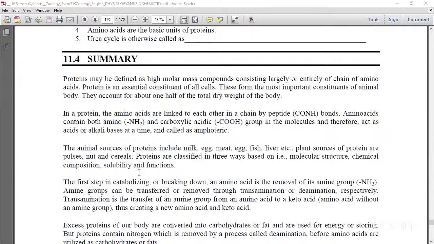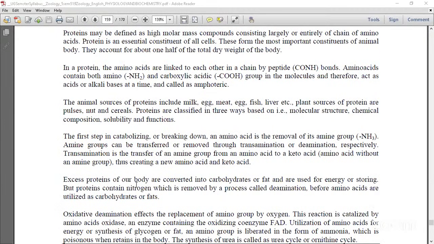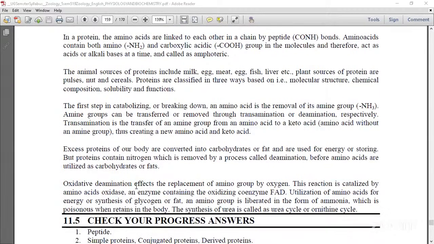When an excess amount of proteins is present in the animal body, it is converted into the carbohydrates and the fats that are used for the energy or storing. But the proteins containing the amino group, which is removed by the process called deamination, before amino acids are utilized as carbohydrates are the proteins.